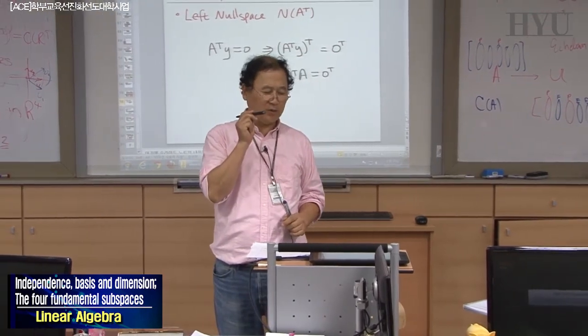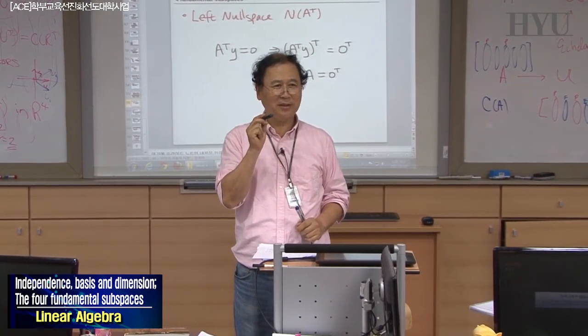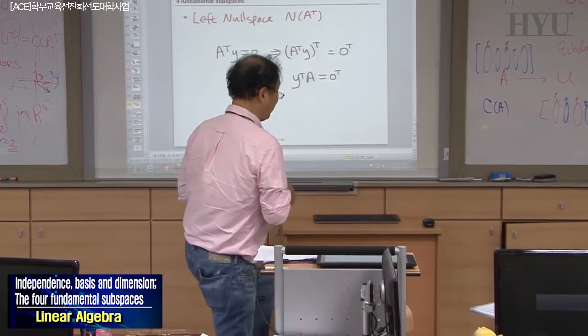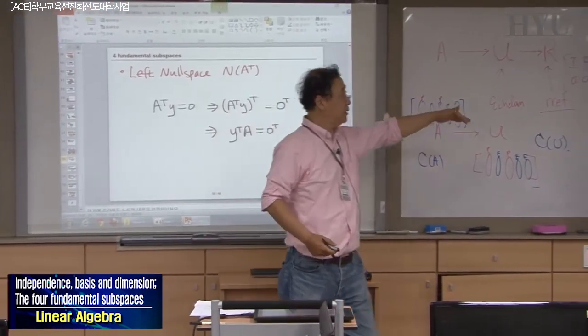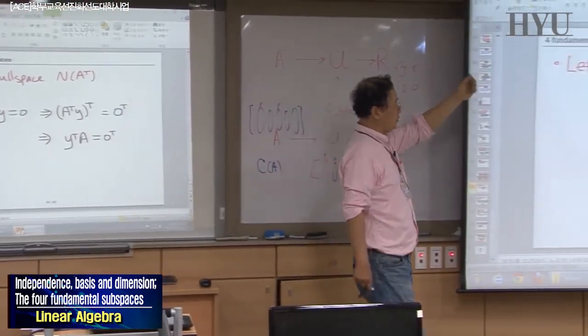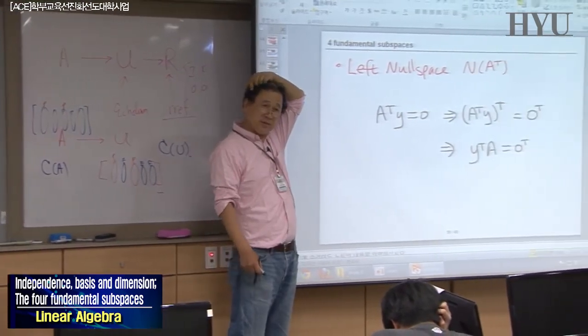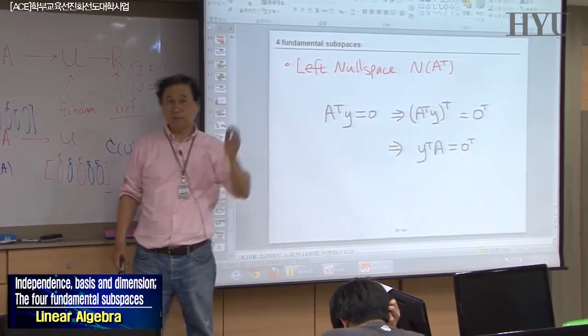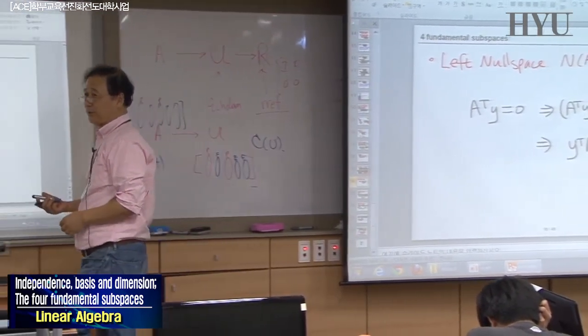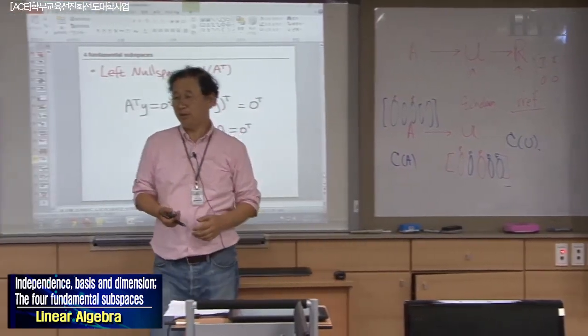I'm going to skip the left null space. I'm just saying that it's the null space of A transpose. Okay? Any questions on today's lecture?